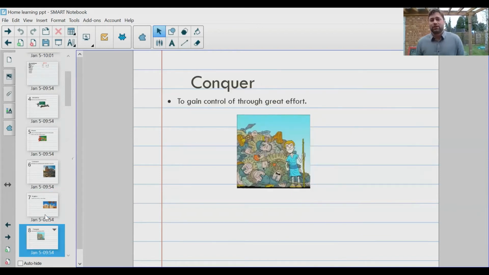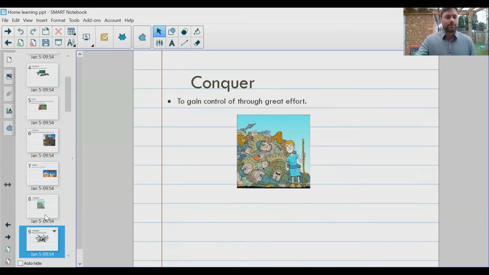Conquer is to gain control of an area through great effort. So that's what conquer means. It means to go somewhere else. A lot of effort. You may have to travel a long distance. You then may have to have a big battle, a big fight. And if you win that and gain control, we call that conquering.